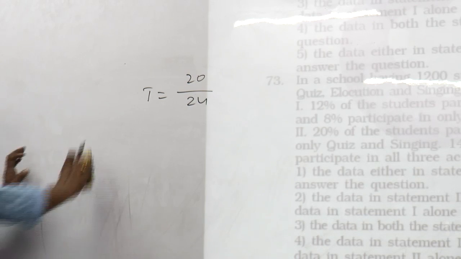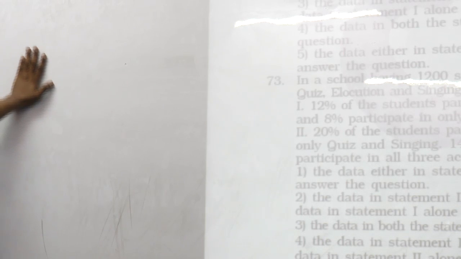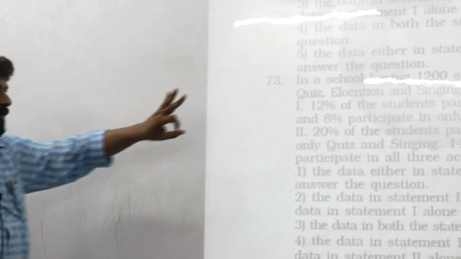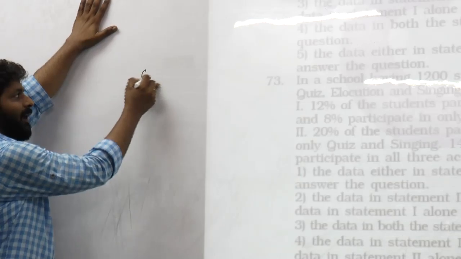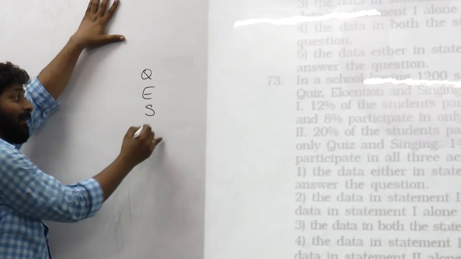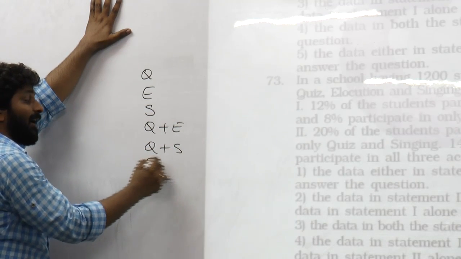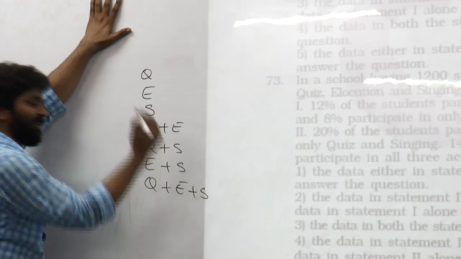73. In a school having 1200 students who participate in one or more activities out of quiz, elocution, singing, how many students participate in at least 2 activities? So we have 3 activities. Let me write the combinations first. Can be only quiz, only elocution, only singing, or quiz and elocution, quiz and singing, elocution and singing, quiz, elocution and singing.